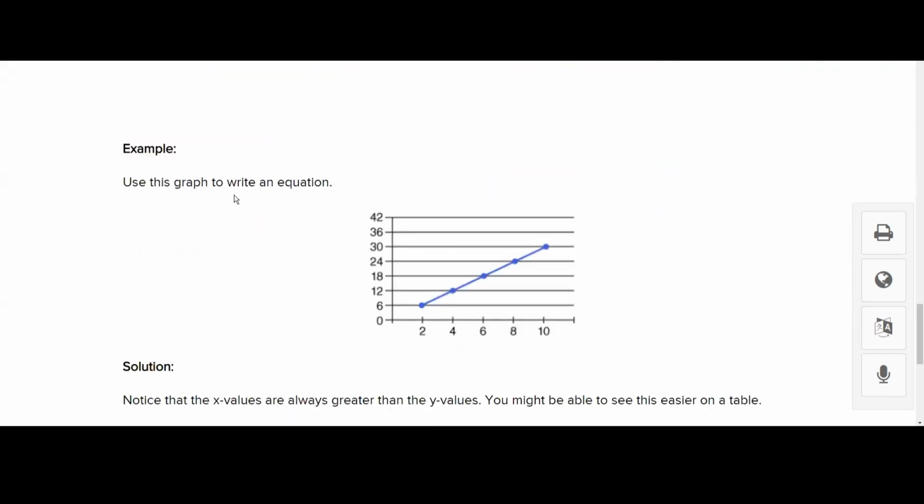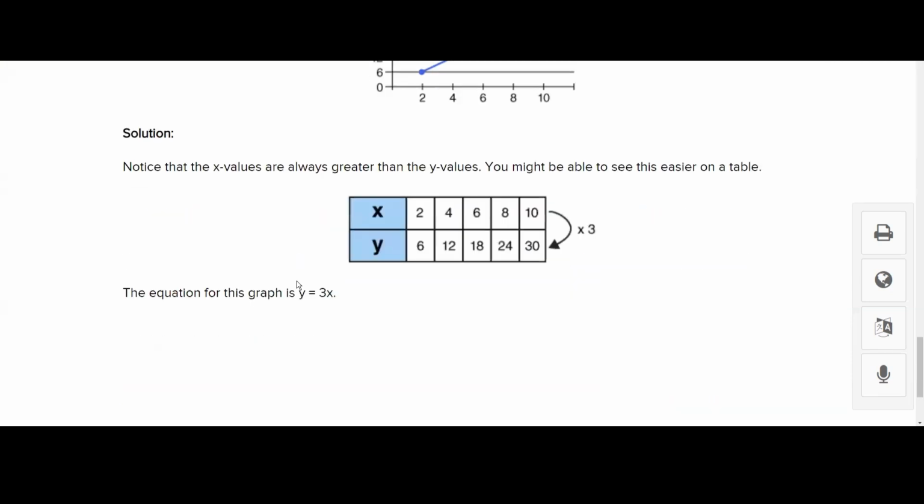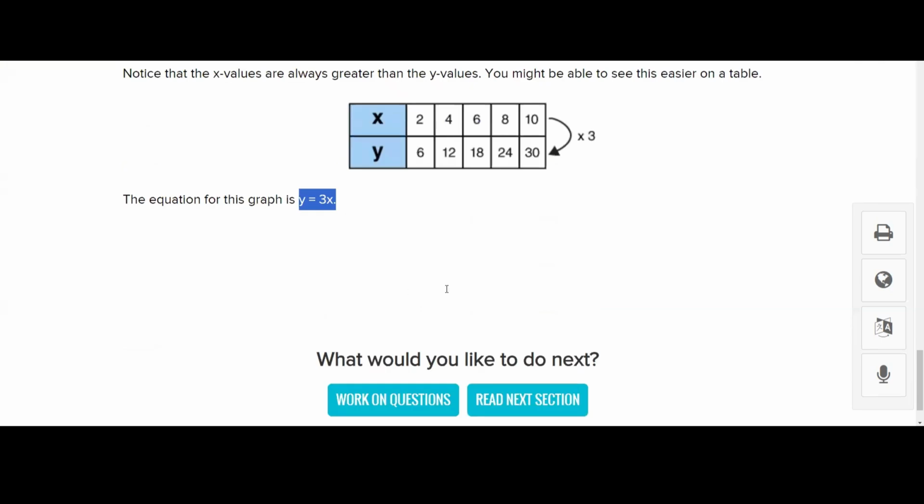Use this graph to write an equation. At 2, we have 6, that is times 3. At 4, we have 12, that is times 3. At 6, we have 18, that is times 3. At 8, we have 24. And at 10, we have 30. So that is y equals 3x.